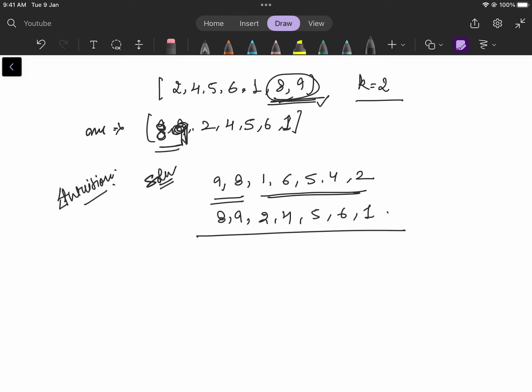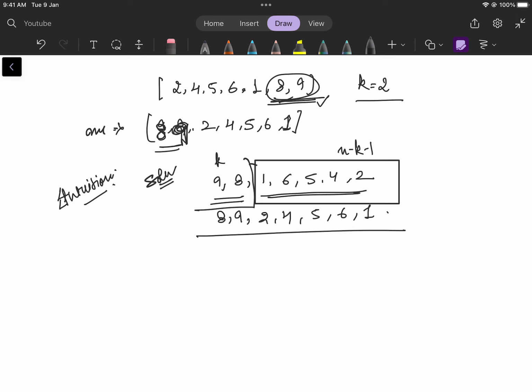The intuition was just to reverse the array, as you want the last element in front, and then you want the correct position, then reverse the k elements, and then reverse the rest of the elements. Reverse the k elements and then reverse the n minus k elements. Okay, fine. So that is easy.